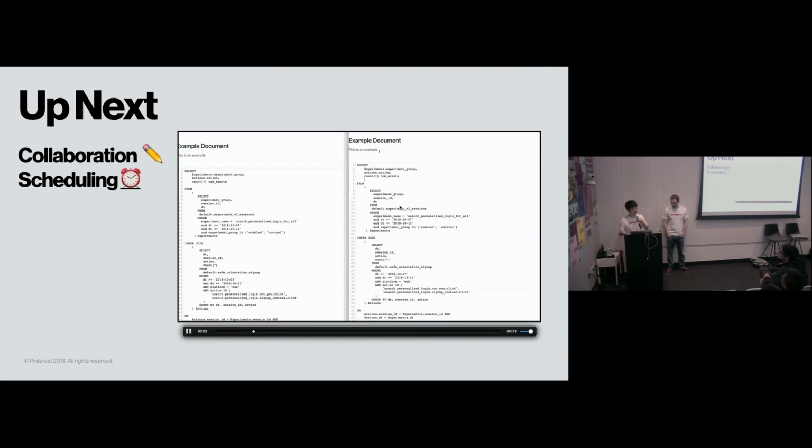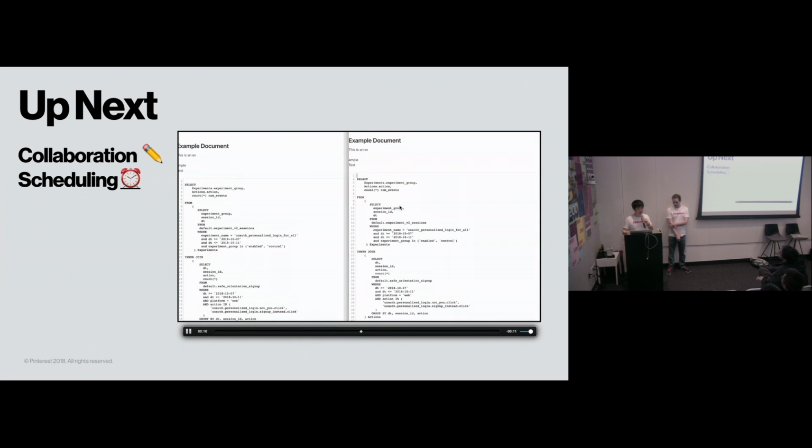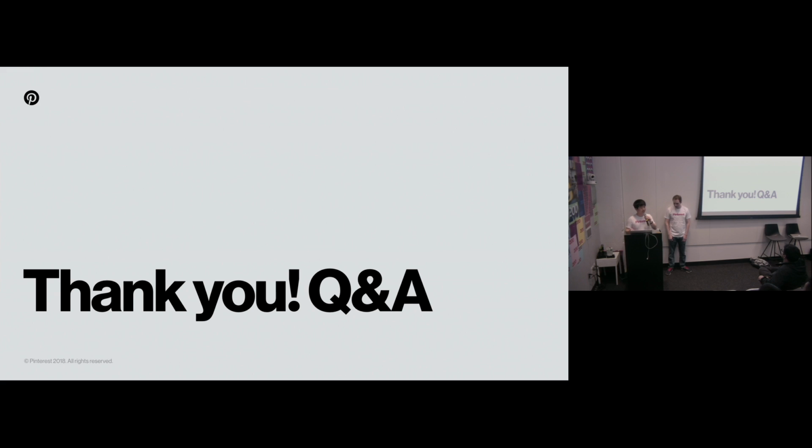Another thing we're working on is using Celery to do query scheduling, so you can schedule any of your queries in Data Hub to run at any time you want. And one thing we're working on right now is actually open sourcing Data Hub. We have been migrating the code and cleaning up any dependencies, and hopefully you'll see it being open source soon. Thank you for listening to this.